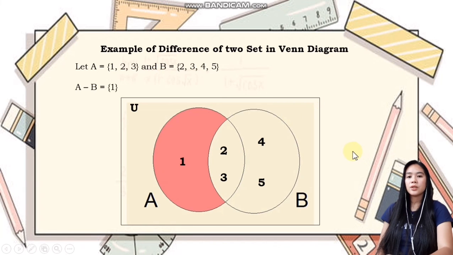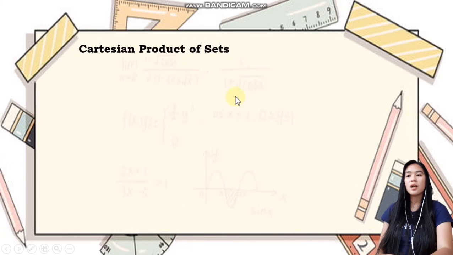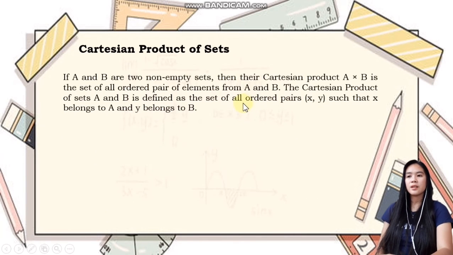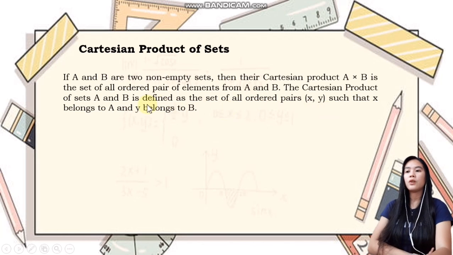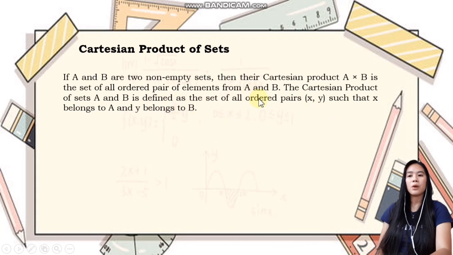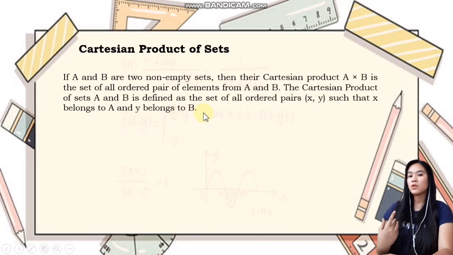Let's proceed to the last operation on sets, which is the Cartesian product of sets. If A and B are two non-empty sets, then their Cartesian product A times B is the set of all ordered pairs of elements from A and B. The Cartesian product of sets A and B is defined as a set of all ordered pairs X and Y such that X belongs to A and Y belongs to B.